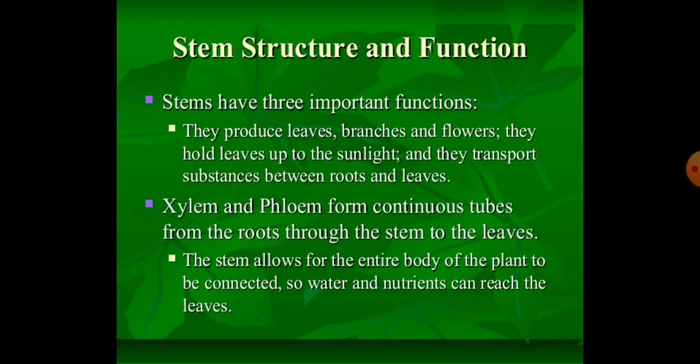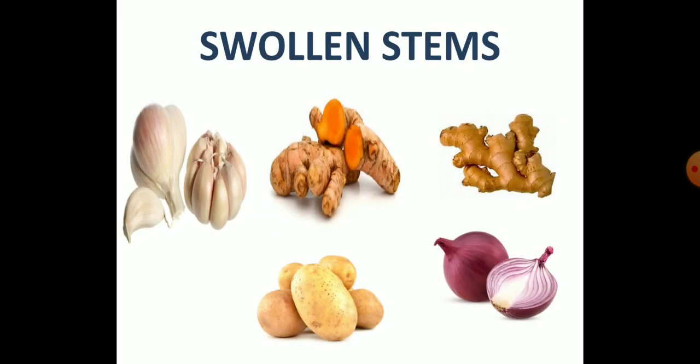The stems allow for the entire body of the plant to be connected so water and nutrients can reach the leaves. In some plants, stem is also used as a storage organ. For example, garlic, turmeric, ginger, potato, and onion. Similarly, leaves are also involved in the process of storing food.